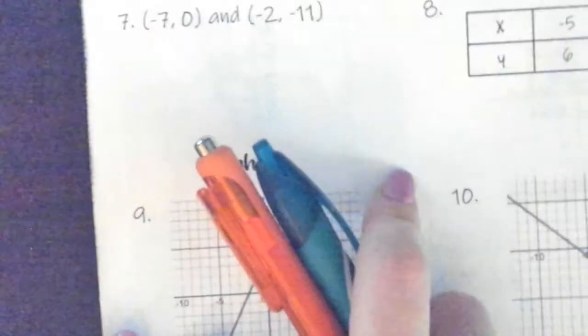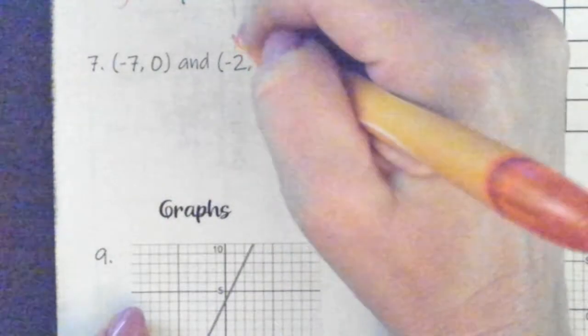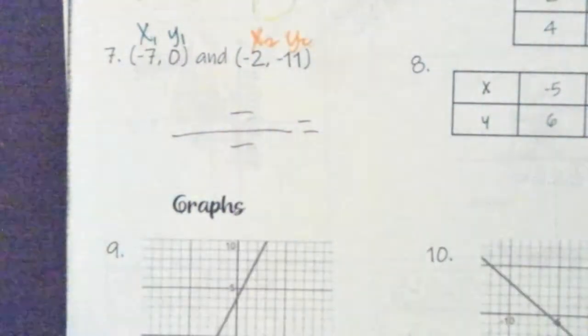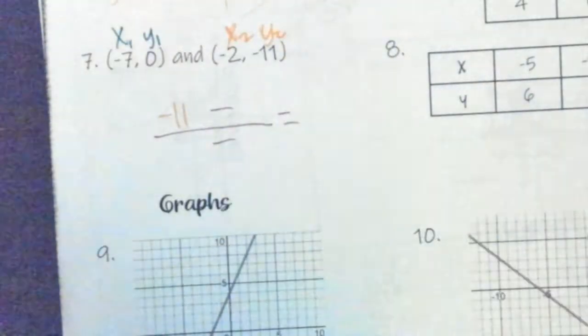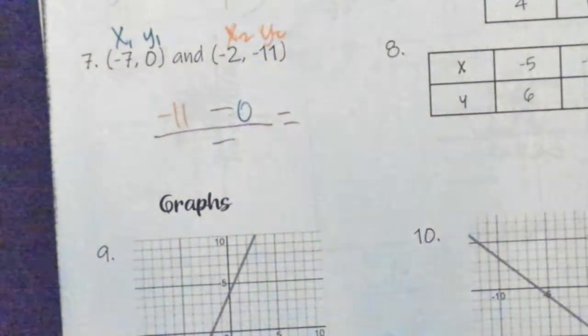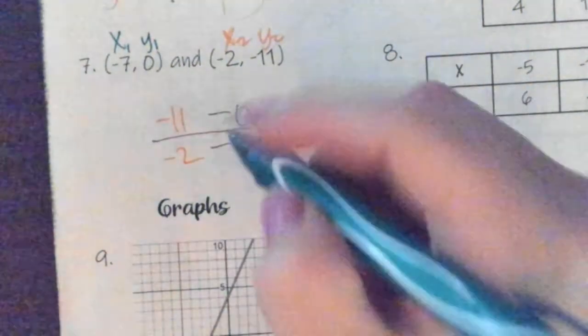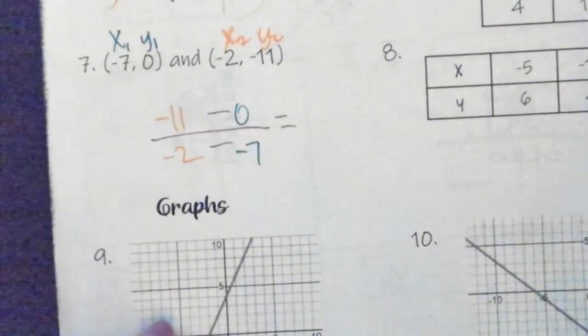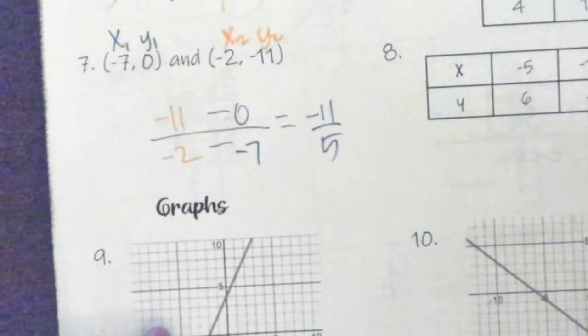Alright, we got another point, same thing. This would be x2, y2, x1, y1. So we've got negative 11 minus 0, negative 2 minus negative 7, negative 11 over 5.